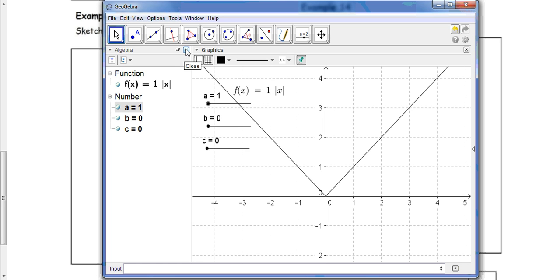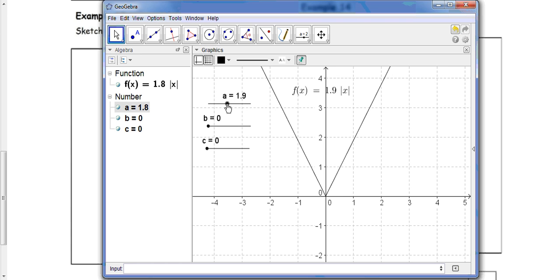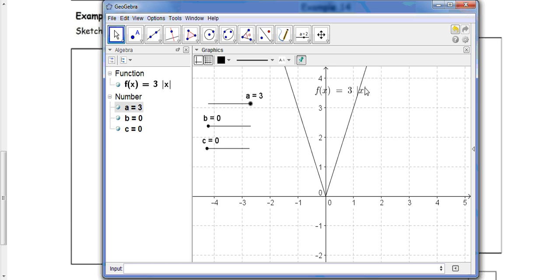So let's take a look at what happens here as we transform. First of all, I'm going to turn this into 3 mod x. Think about what you expect to see. You should expect to see a stretch in the y direction, scale factor 3. So a point such as this one, 1, 1, should end up at 1, 3. Likewise, the other side, minus 1, 1, should end up at minus 1, 3. So here we go. And that is what happens. We now have 3 mod x for our graph.